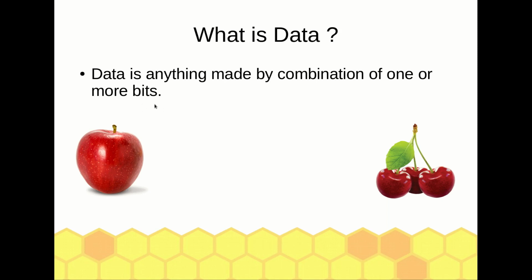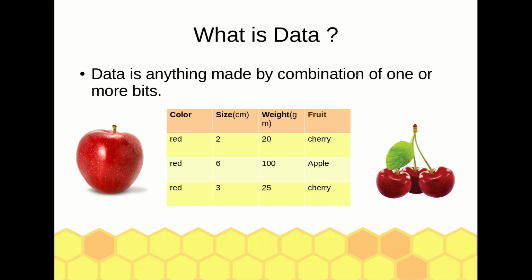A combination of 8 bits is 1 byte, and data can be anything, a combination of one or more bits. I hope it is straightforward to understand. So this is some data which I have written in tabular form. As I said, data can be anything.